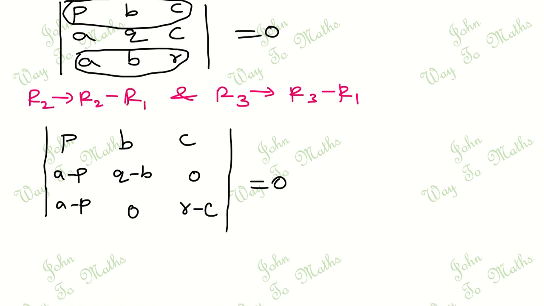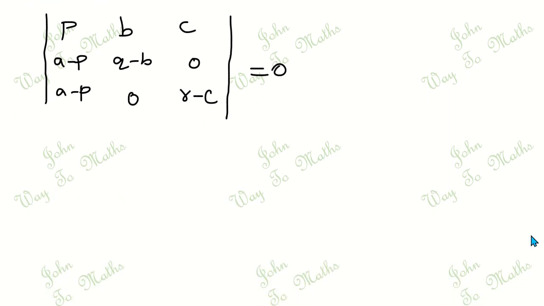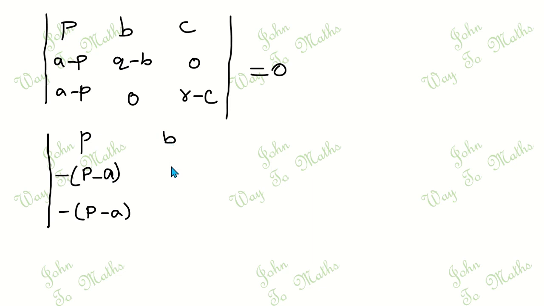So now here we can take the minus out commonly. In the first column, besides p, I'm going to take minus outside. So p minus a can be written. Here also minus outside, so p minus a. So the remaining entries we can give as they are: b, q minus b, 0, c, 0, r minus c. Why should we do this? Because the result is p minus a, q minus b, r minus c.